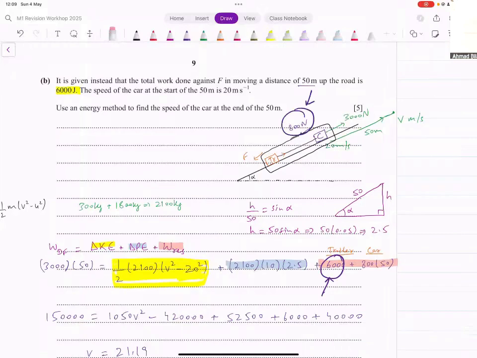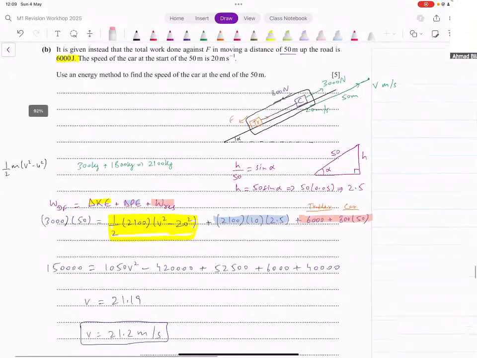So for that, you have to find the work done against resistance separately now, because they only gave it for the trailer. They did not give it for the car. So for the trailer, it's 6,000. For the car, it's 800 times 50. And then you just solve this equation, find the value of V like this, and that gives you the result.